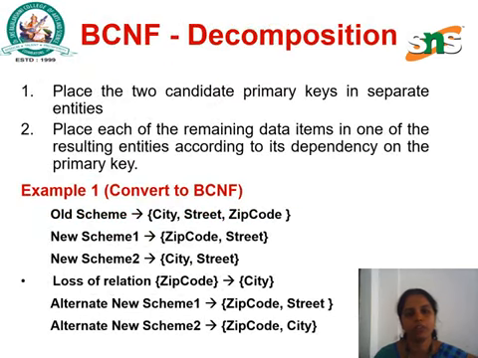Next, decomposition of BCNF. Place the two candidate primary keys in separate entities. Place each of the remaining data items in one of the resulting entities according to its dependency and the primary key. So first convert to BCNF. Here we have given new scheme 1, new scheme 2, loss of relation, and then alternate new scheme 1 and alternate new scheme 2.